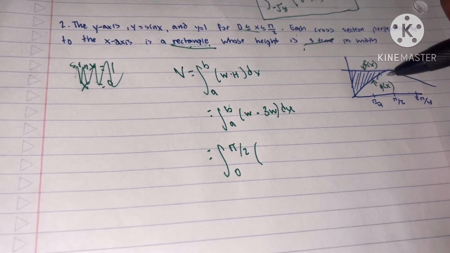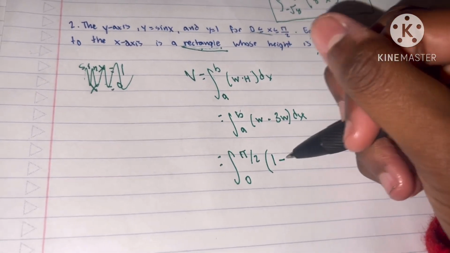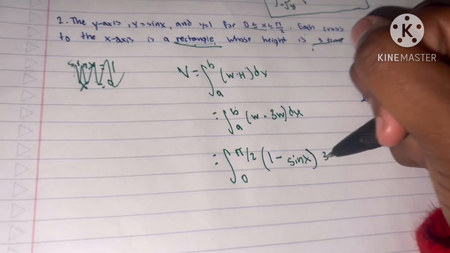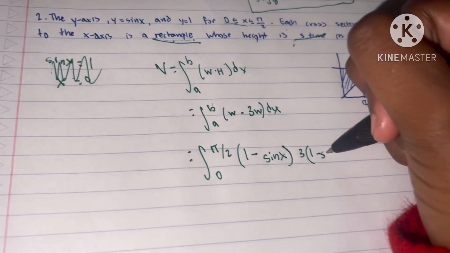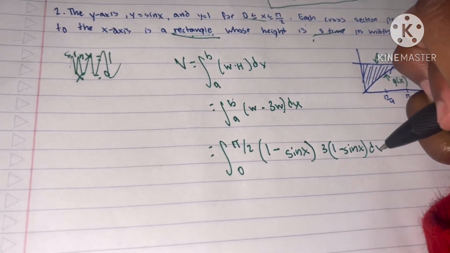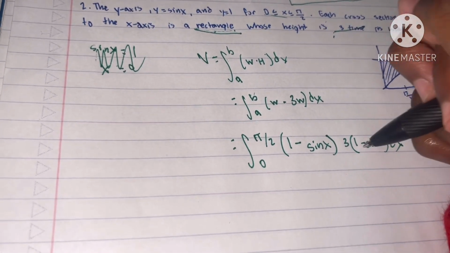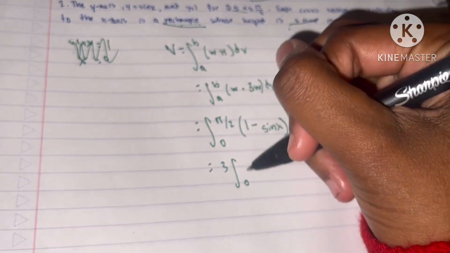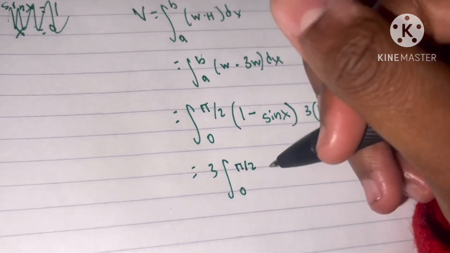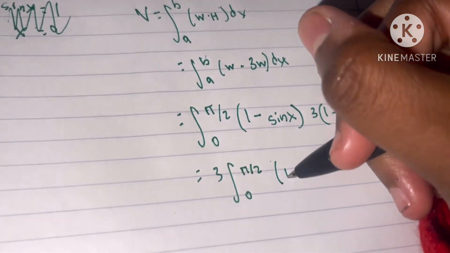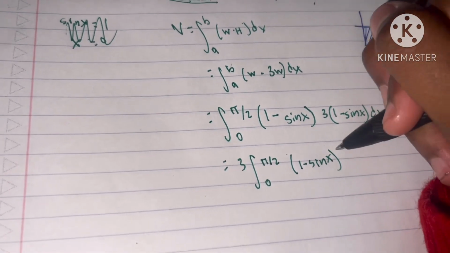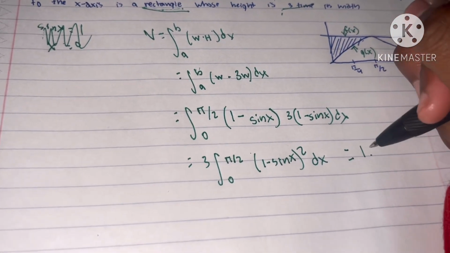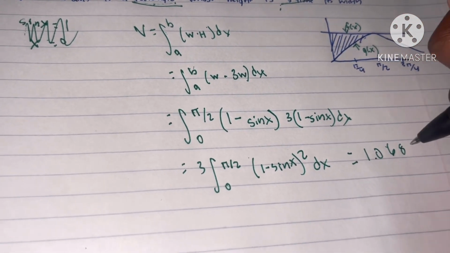But your width is 1 minus sine of x, times 3 times 1 minus sine of x. And that's basically how it is. You can put the 3 on the outside since it's basically a constant, so you can set it up like this. And that's more simplified. That looks better. It just looks better, you know? And just plug it in the calculator. I already did, so it would be 1.0685. There you go.